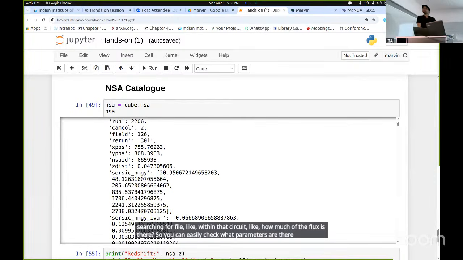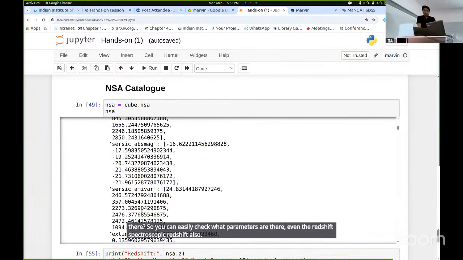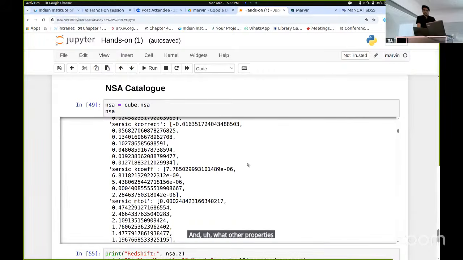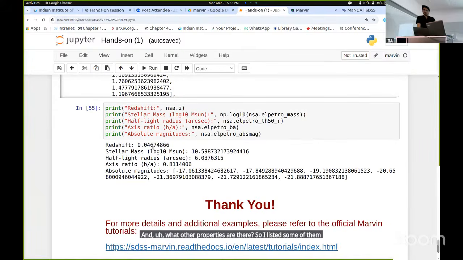And the spectroscopic redshift also, and what other properties are there. So I listed some of them. Let's suppose it's the redshift. What is the redshift of that galaxy? It's 0.046. And what is the stellar mass? 10.598. And what is the half-light radius? The half-light radius is the radius containing 50% of the flux.